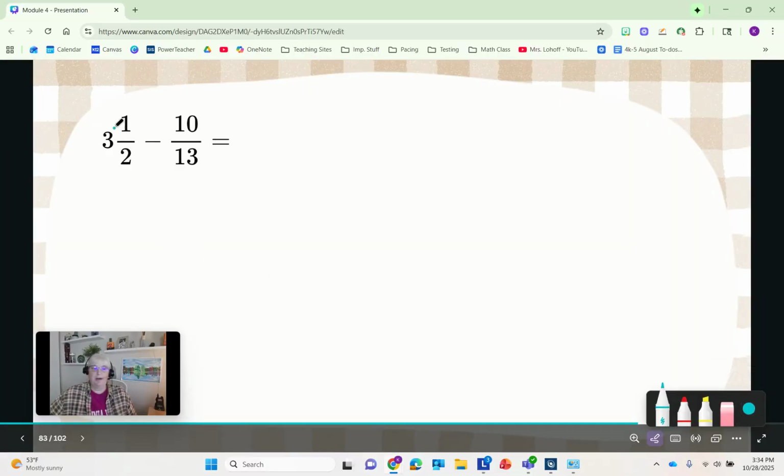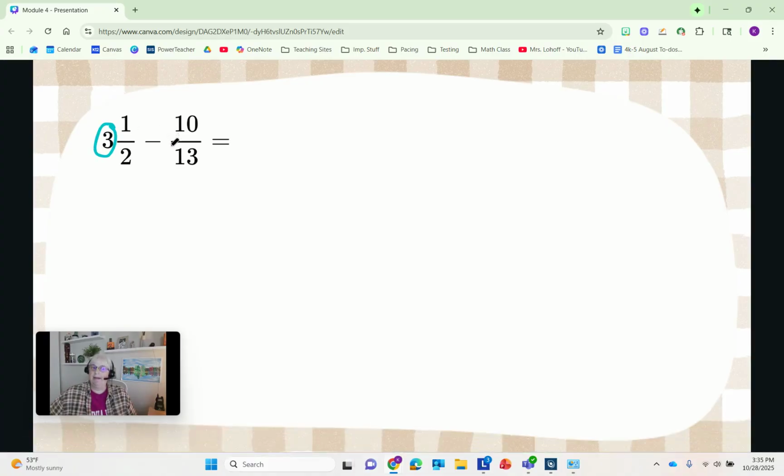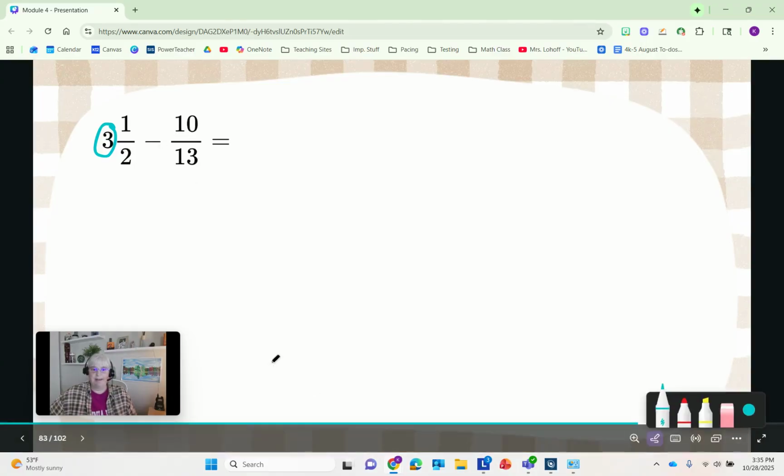So I circle my whole numbers in blue. 3 and, oh, wait a minute. There is no number in front of this. We don't have a whole. We only have a part. So that's going to be the same as 3 minus 0 if we don't have to rename. We still have to see if we're going to need to rename. So let's look at our fraction parts, and we'll come back to that.